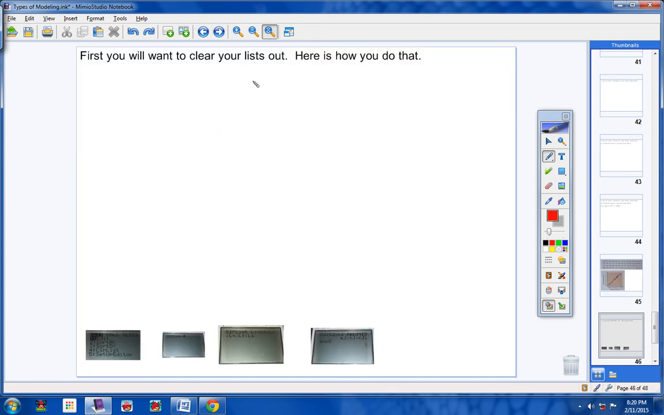First, you will want to clear your lists out, okay? In other words, on your graphing calculator, most graphing calculators have a place to hold 6 lists. Now, mine's a little older. My nice graphing calculator, Michael has that one, my son, and so I have my old TI-83, but it's pretty similar. It'll definitely work.